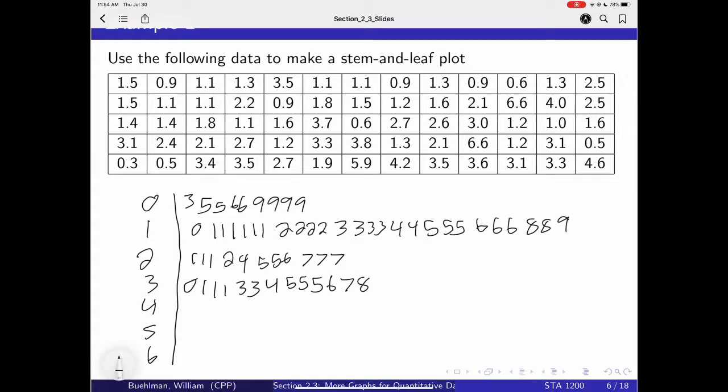The fours, the fives, and finally the sixes. So we can see here that the ones is much longer than all the rest. So we go, oh, okay, this is probably where doing a split stem will help us. So that's what I'm going to show you in the next slide.